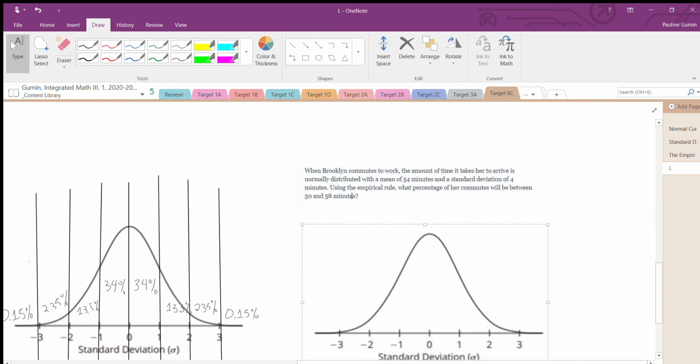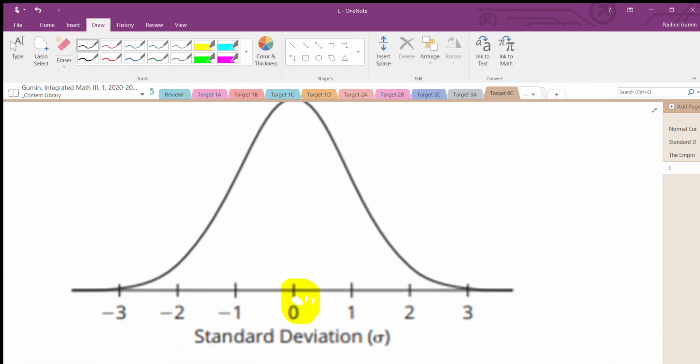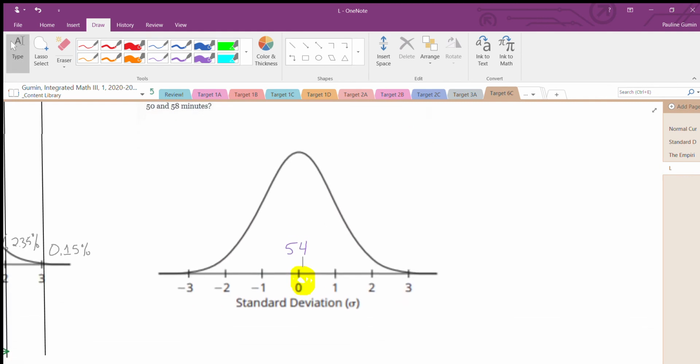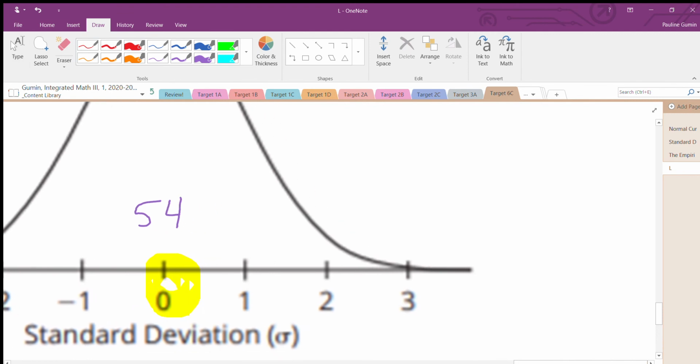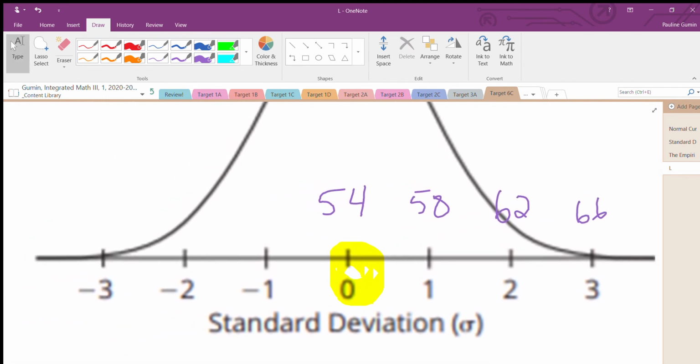Okay, so normally distributed with a mean of 54. Our mean is in the middle. So I'm going to label this as 54. I want to use a different color, purple. 54. Now, our standard deviation, what is it? 4 minutes. So we're going to go up and down by 4. I think the easiest to do is up, so let's go up by 4. So that's 58, 62, 66. We're not going to go further than that. Let's go down by 4.